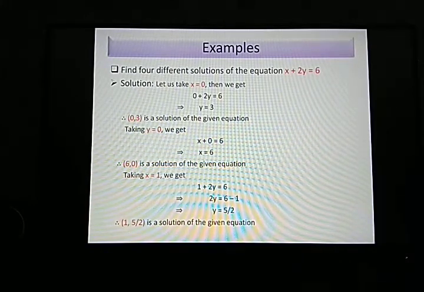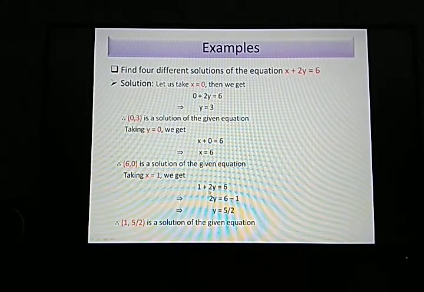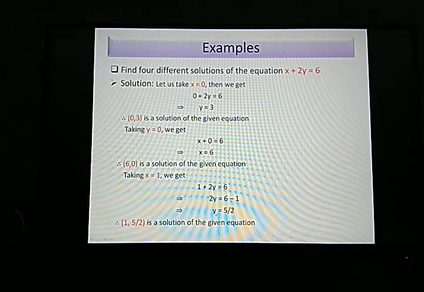Next we choose x equals 1. Now if we choose x equals 1, as you can see, we get 2y equals 6 minus 1, and y equals 5 by 2. So (1, 5/2) is also a solution of the given equation. Clear?